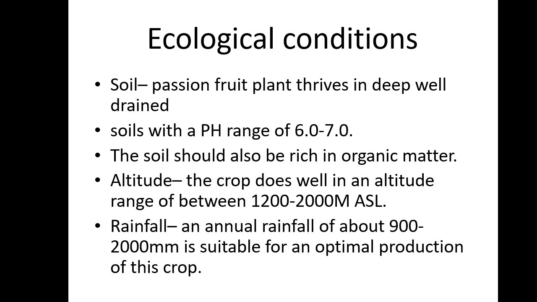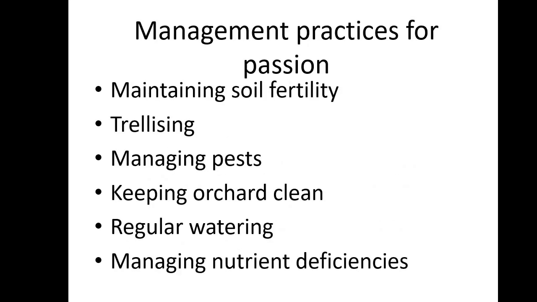Maybe looking at the rainfall, we have from 900 to 2000. This is because we have included the two varieties in one context. So within this range, you find that both the purple and the yellow can survive in that rainfall range. Okay, our last learning outcome is the management practices for passion.